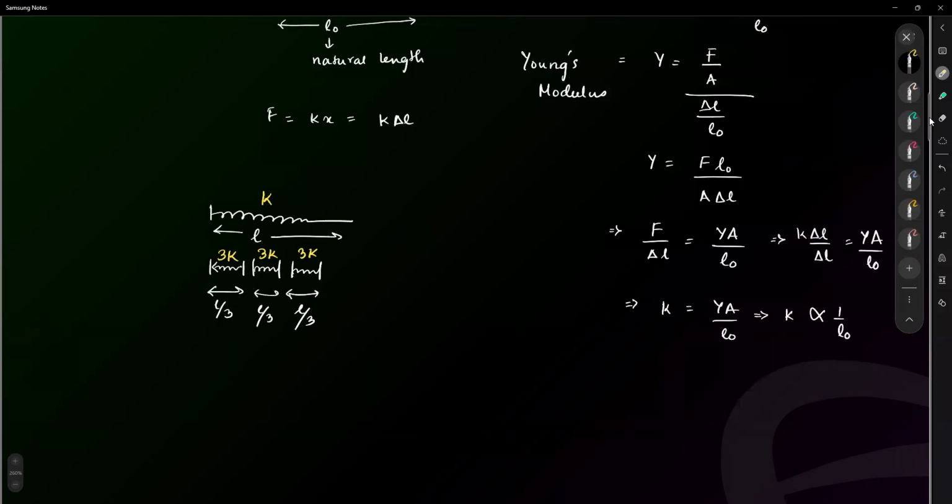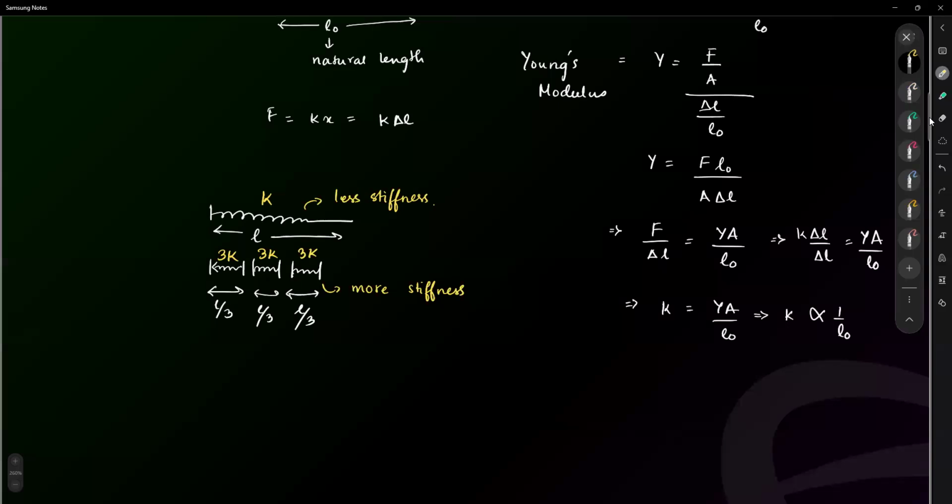Now, one thing we learned about stiffness, that is, since K refers to the stiffness of the spring, the proportionality relation between K and natural length suggests that higher the length of the spring, lower is the value of K and lower is the stiffness. So the smaller ones will have more stiffness compared to the original one.